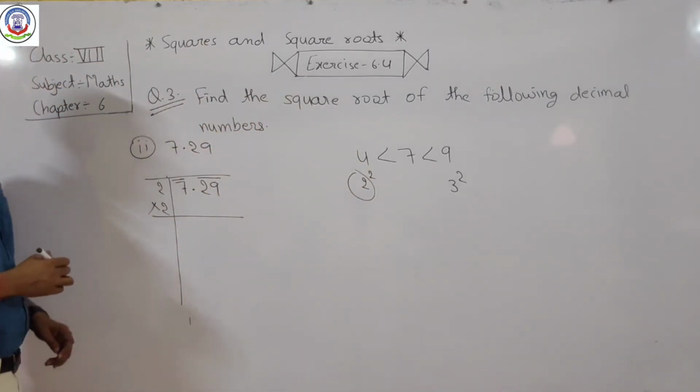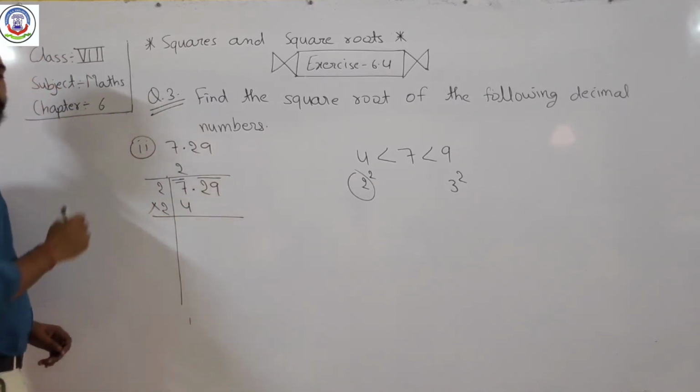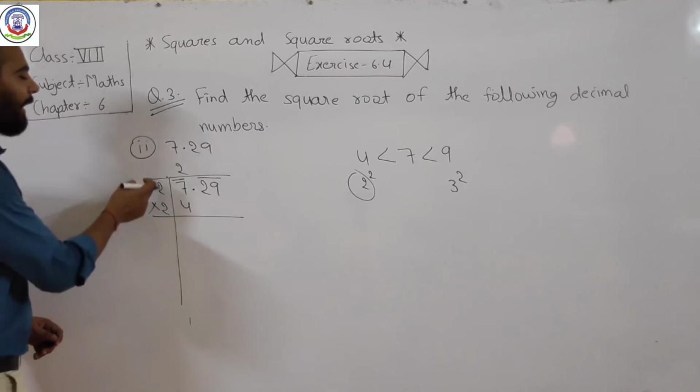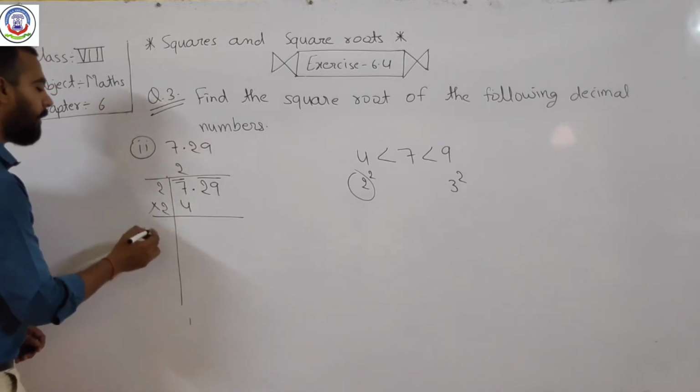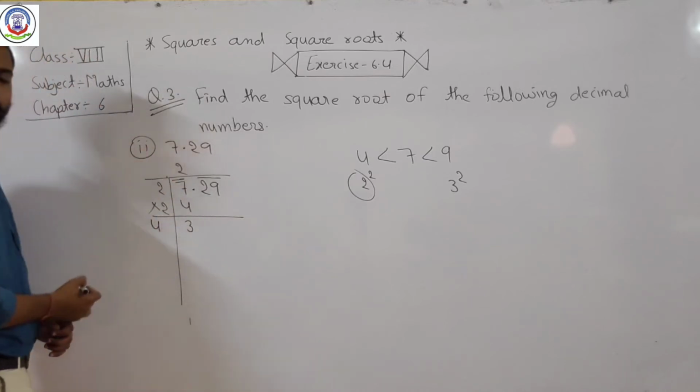So 2 multiplied by 2 will be 4. Write 2 here. Now add these two numbers: 2 plus 2 will be 4, and 7 minus 4 will be 3.